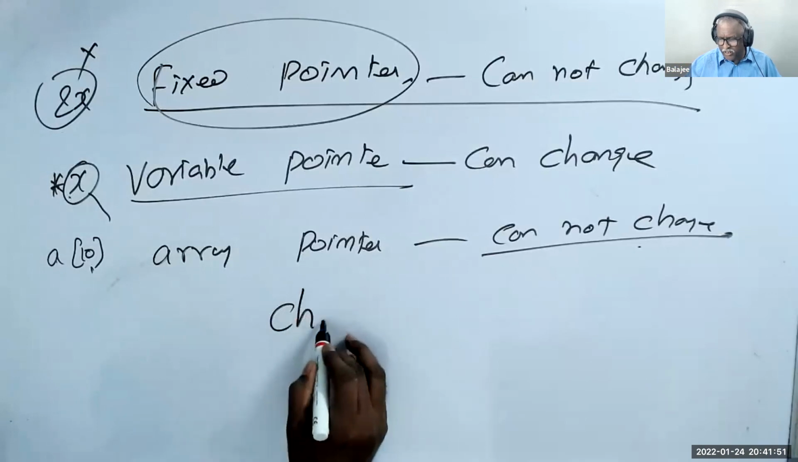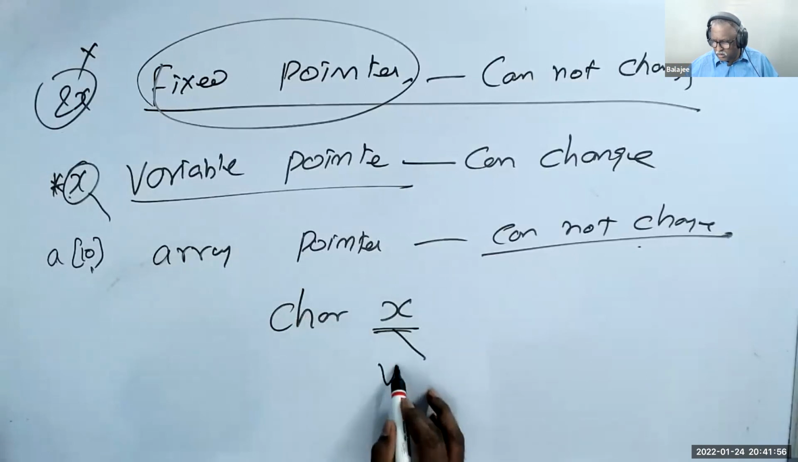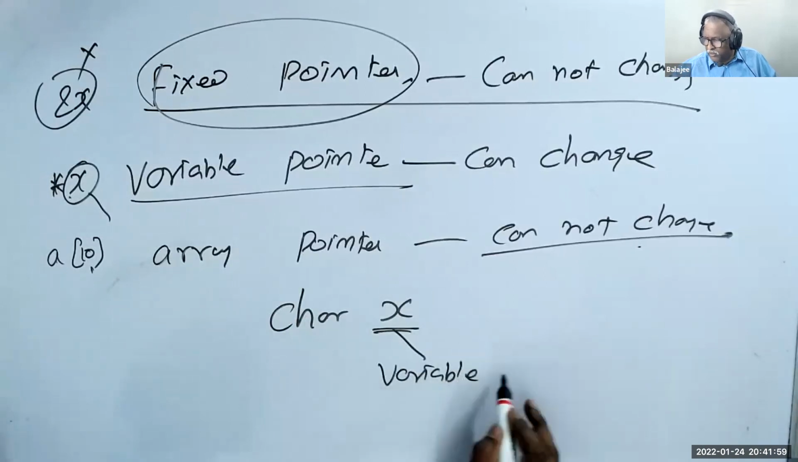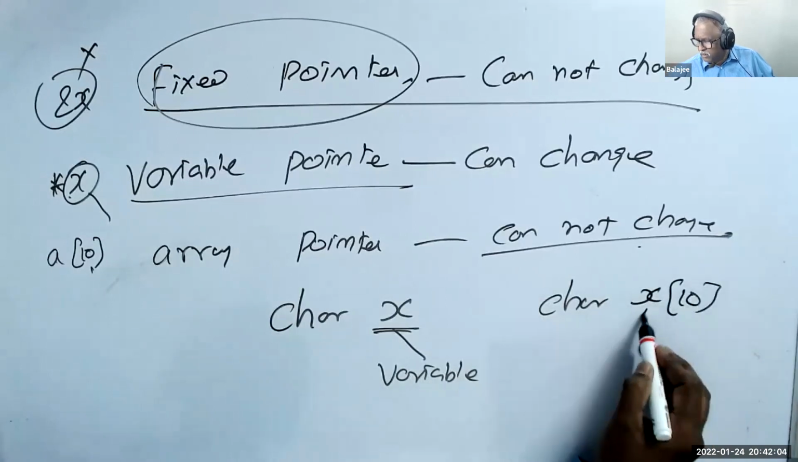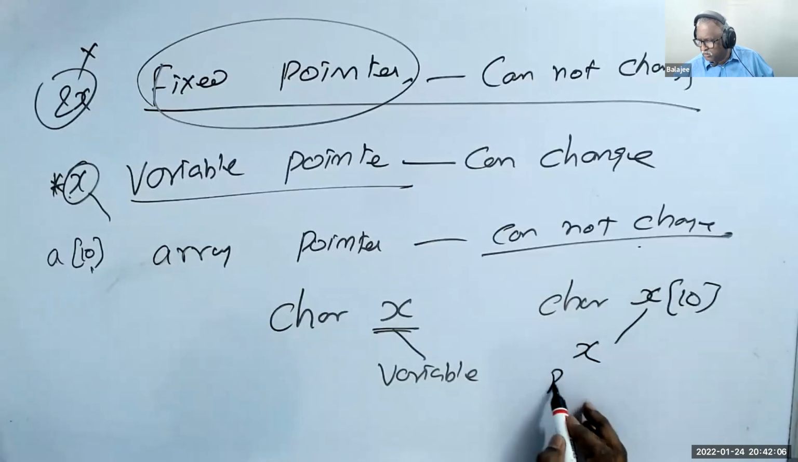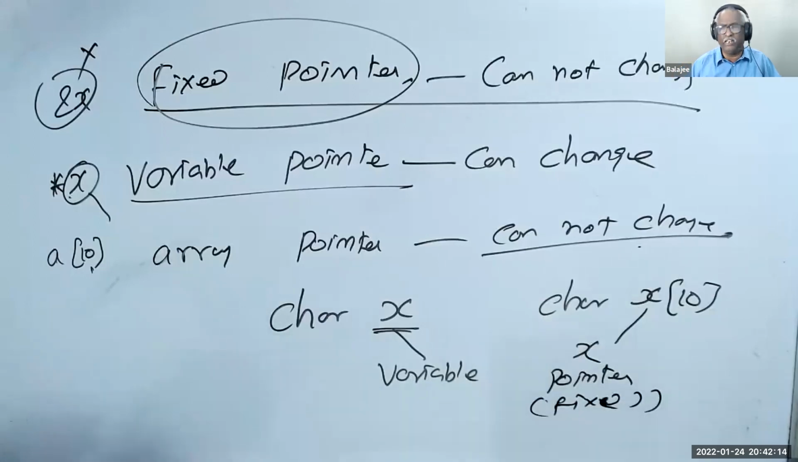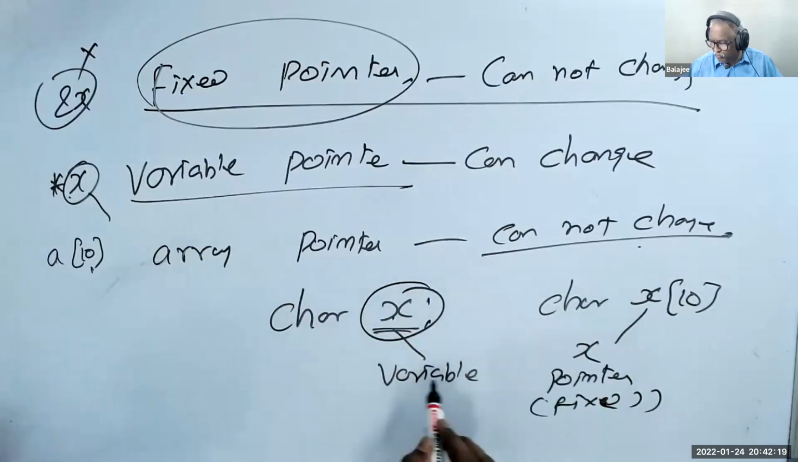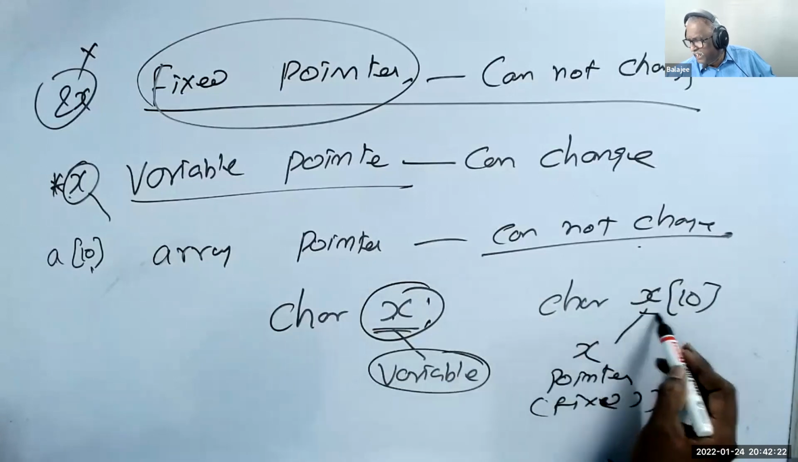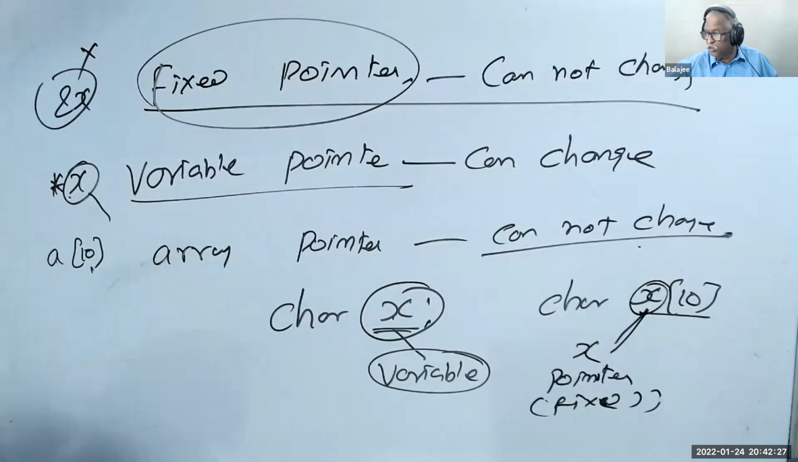This is what I'm trying to say. If I say char X, X is a variable. If we put char X of 10, X is a pointer. That is also a fixed pointer. You cannot change it. Do you understand the difference between this and this? When I declare a single variable, it's called a variable. If I declare an array, that same X becomes a pointer now, and that is also called a fixed pointer.